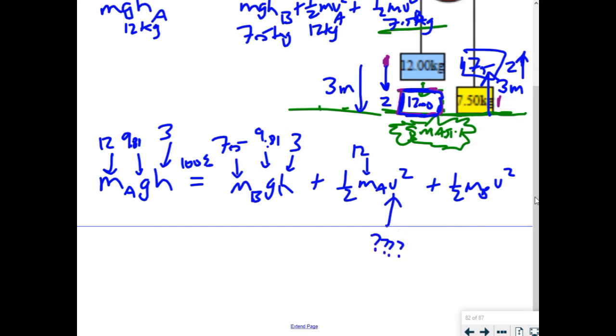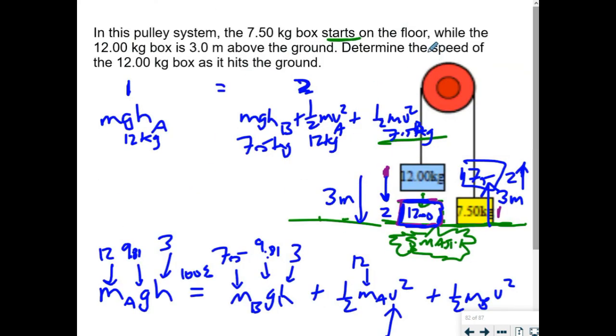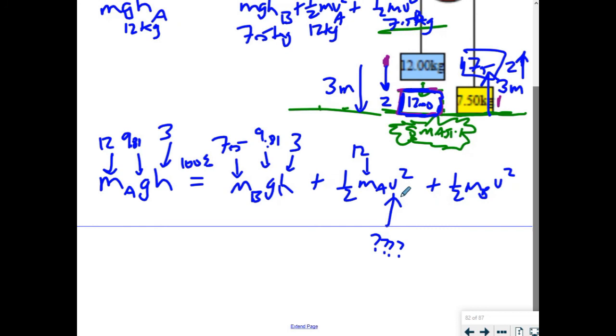Like if I go back to the question, wasn't the whole point of the question to determine the speed of the 12 kilogram box as it hits the ground? As it goes smash, we're trying to calculate this velocity right here, which means we need every other value except for this one. But man, we're off to a good start, aren't we? We know this one, we know this one, we know all these ones here.